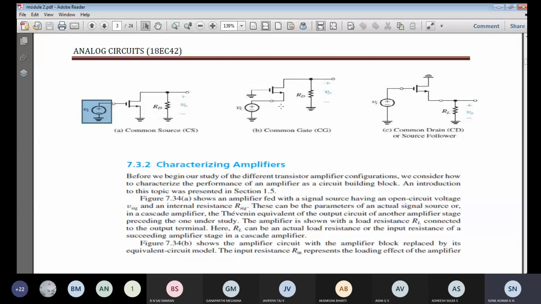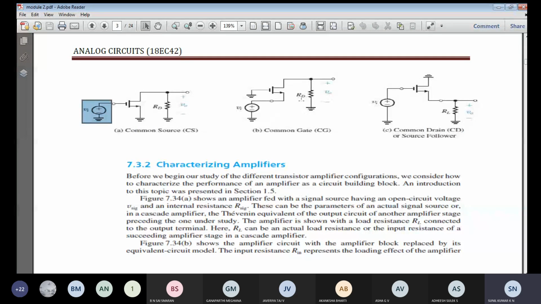In the second configuration, the common gate configuration, the gate is common between the input and output. As usual, the drain is considered the output. Since the gate is connected to ground and the drain is available, we apply the input across the source, and we get the output across the drain. Because of this, we call it a common gate configuration.